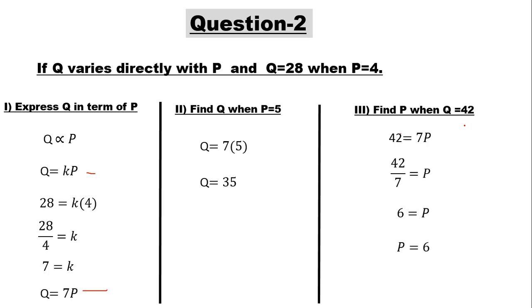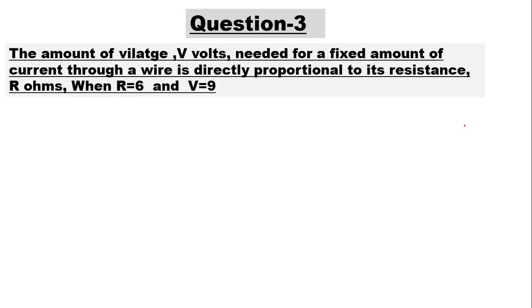Now let us move into another example, and this time a little more complex one. The amount of voltage V volts needed for a fixed amount of current through a wire is directly proportional to its resistance R ohms. When R equals 6 and V is equal to 9, in part 1 of the question, what you have to do? Find the equation connecting V and R.